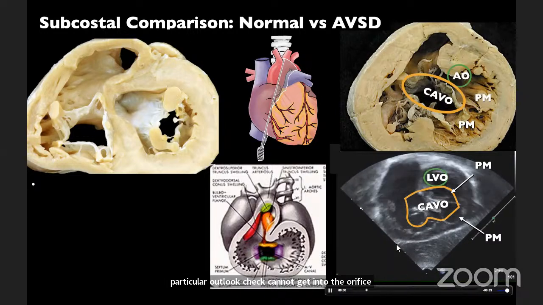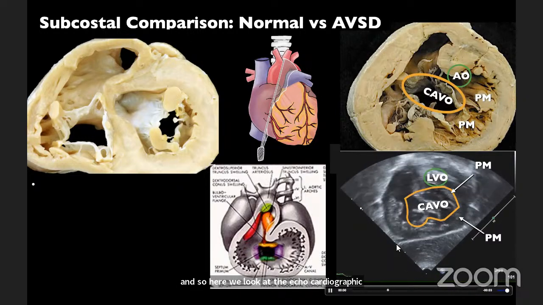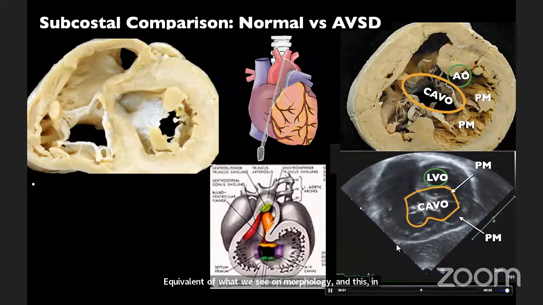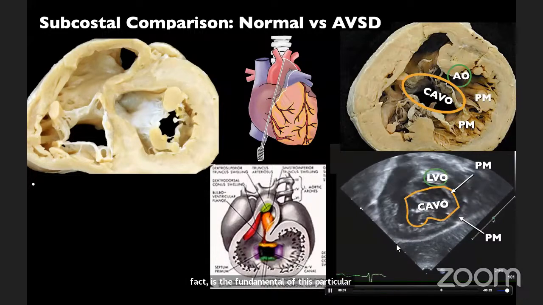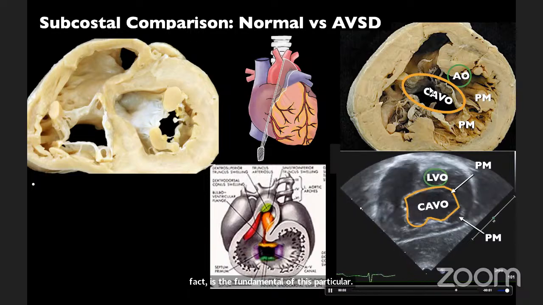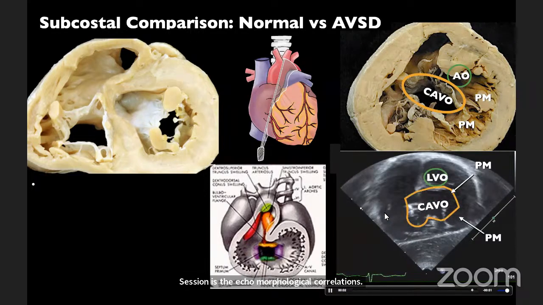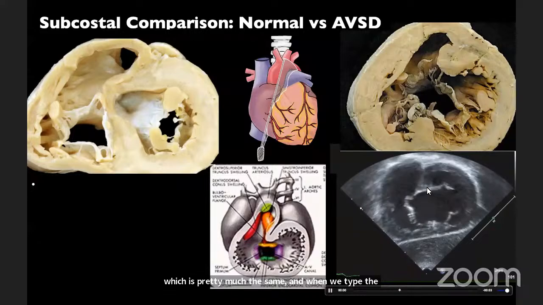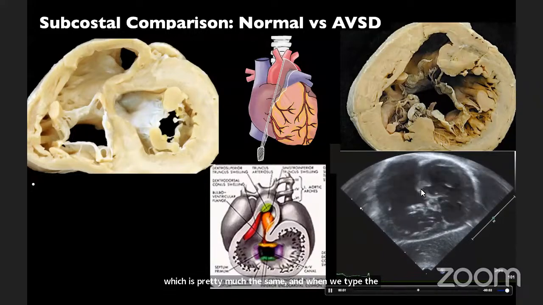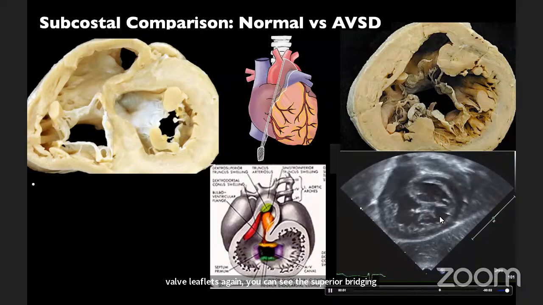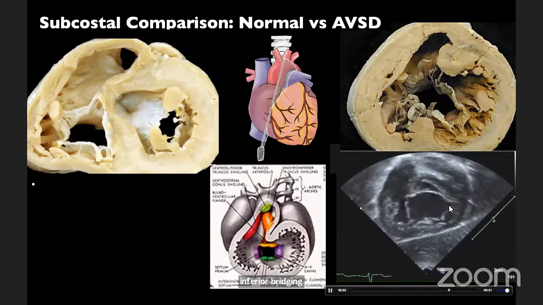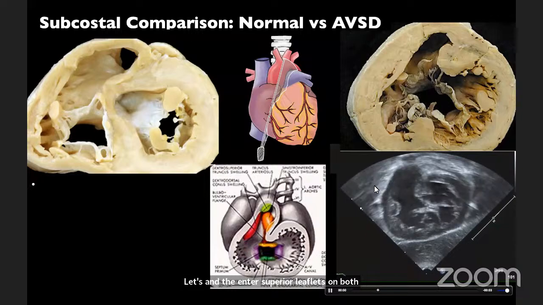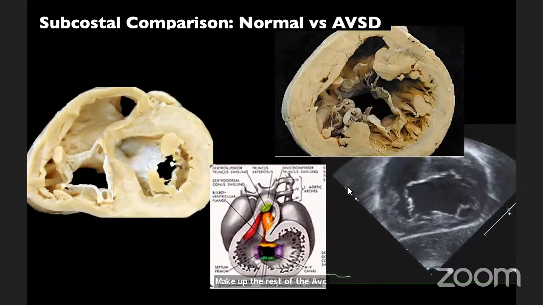And so here we look at the echocardiographic equivalent of what we see on morphology. And this, in fact, is the fundamental of this particular session, the echo-morphological correlations. And so here's the morphology, and here is the echo, which is pretty much the same. And when we take the valve leaflets again, you can see the superior bridging leaflet is attached to the crest of the septum. The inferior bridging leaflet is attached to the crest of the septum, and the lateral leaflets and the anterior-superior leaflets on both sides make up the rest of the AV septal defect as we now know it.